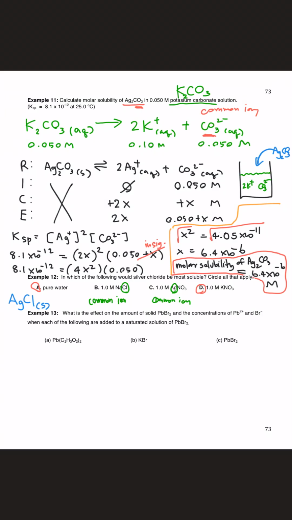Example 13. What is the effect on the amount of solid lead bromide and the concentration of lead ion and bromide ion when each of the following are added to a saturated solution of lead bromide? So I'm going to go ahead and write out the lead bromide equation. Lead bromide is an insoluble ionic compound according to the solubility rules. Therefore, lead bromide would dissociate into lead ion partially, and I forgot subscript 2, and 2 bromide ions partially.